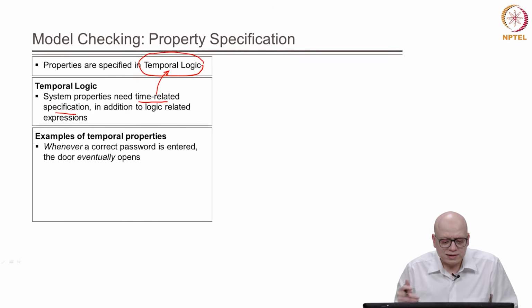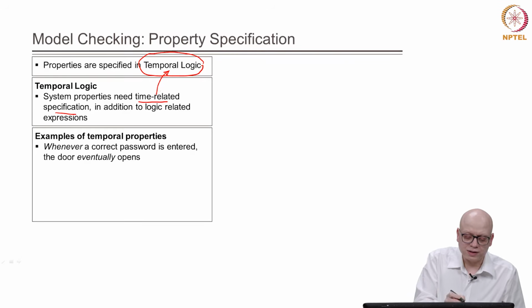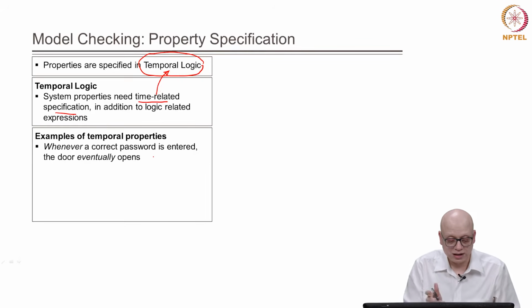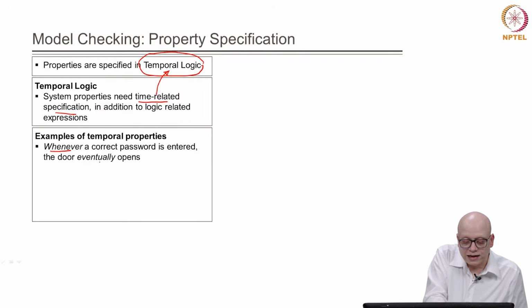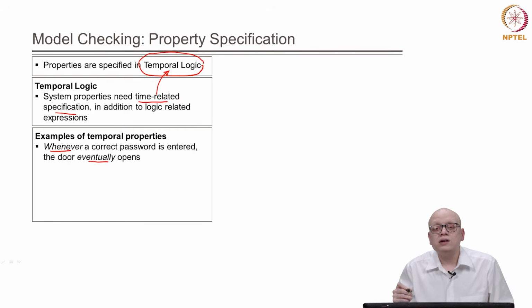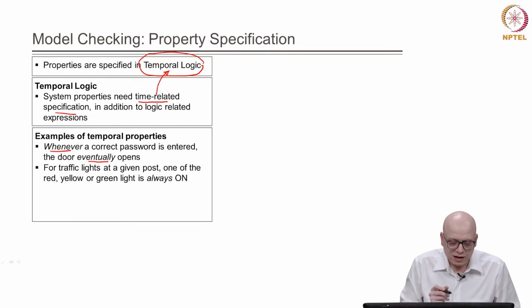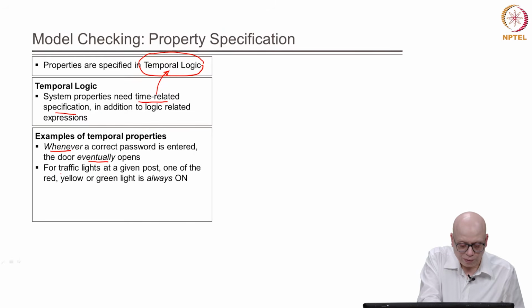Let us see a few examples of temporal properties. Whenever a correct password is entered, the door opens eventually. So, whenever and eventually, these are a kind of time related specification in this property.